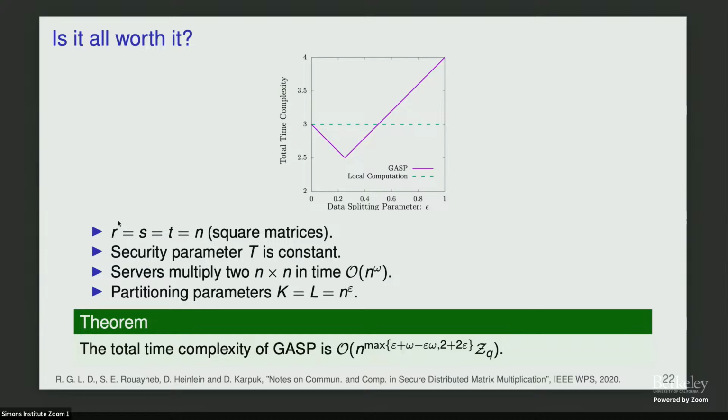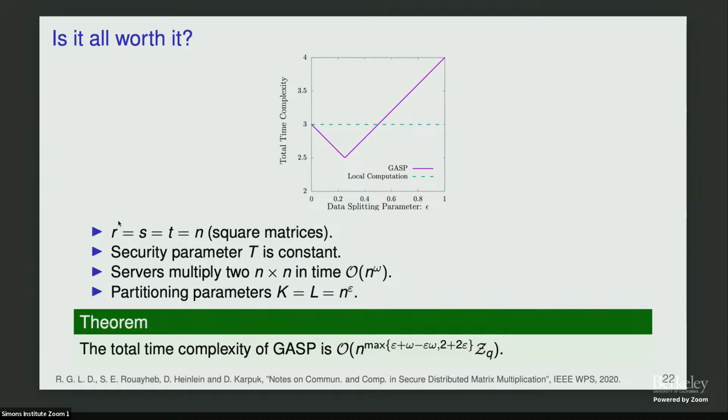Now there's a partitioning parameter. K and L is how much you partition the matrices. There's a parameter epsilon saying how much you want to break it up. So the higher epsilon is, the more work for the servers and the less work in some sense for yourself in terms of the multiplication. If you locally did the computation, this is just the baseline: you're just doing something that takes cubic amount of time.